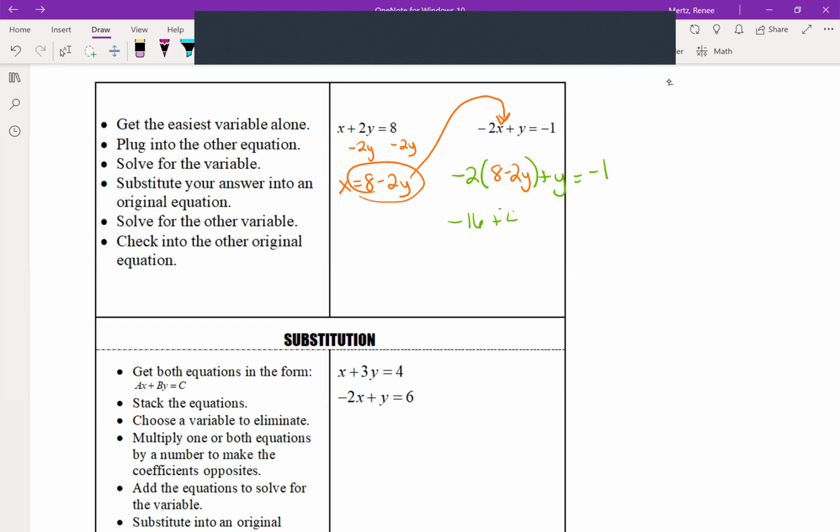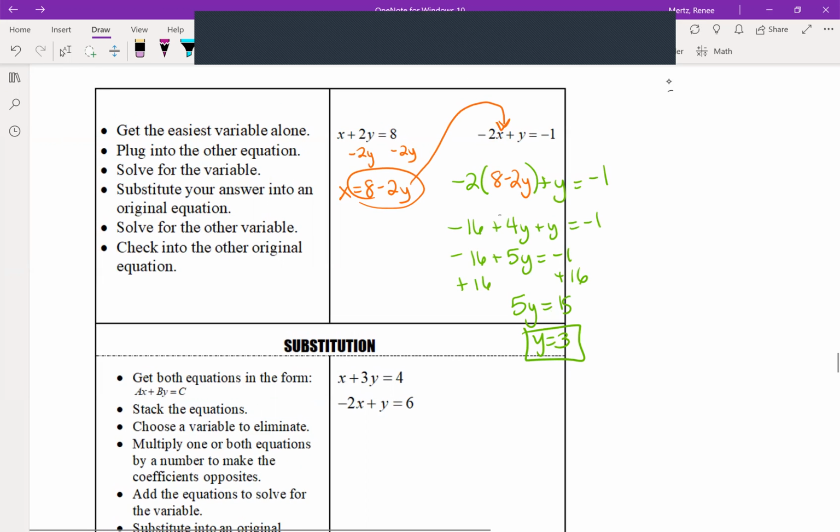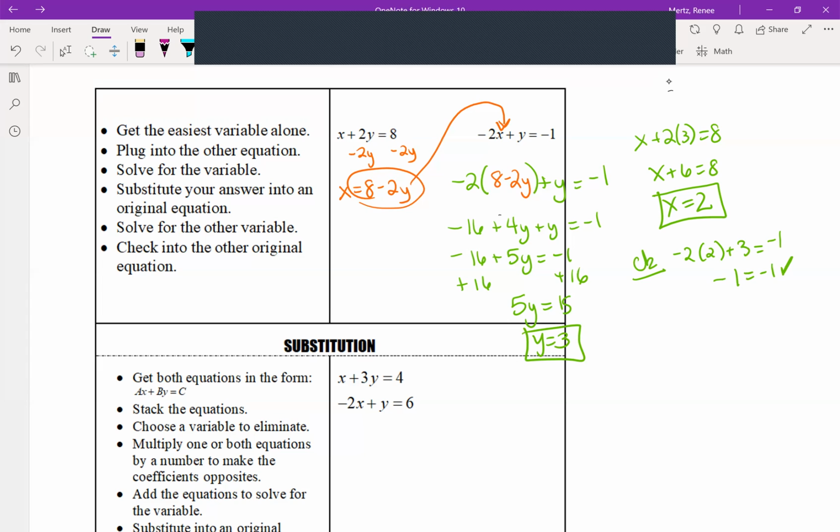-16 plus 4y plus y equals -1. I'm going to solve for y. Add 16 to each side. 5y equals 15, y equals 3. Then I'm going to plug back in to either original. So x plus 2 times 3 equals 8, x plus 6 equals 8, x equals 2. Then I check into the other original equation. Negative 2 times 2 plus 3 equals negative 1. Negative 4 plus 3 is negative 1, so it works.